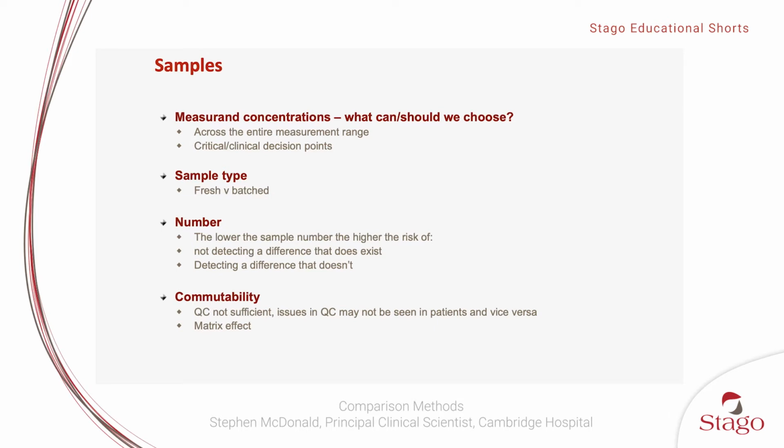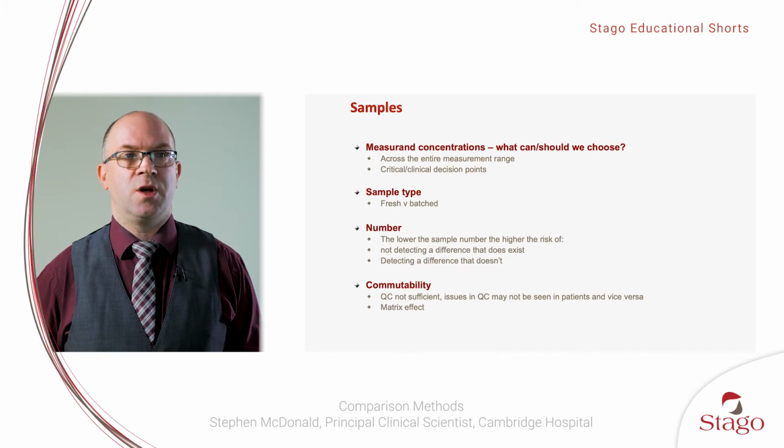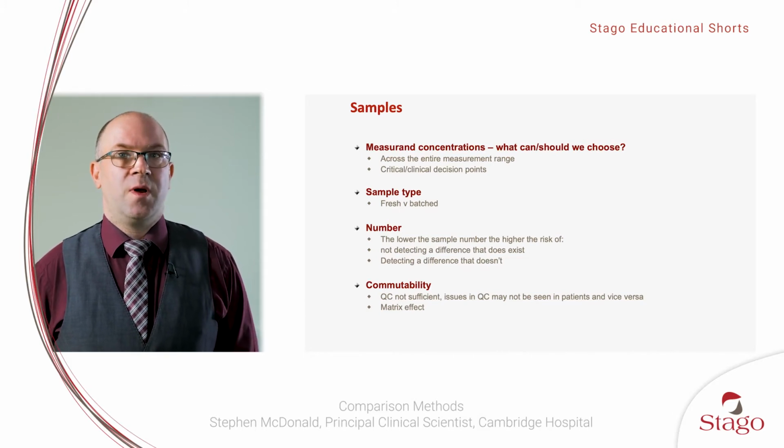Measurand concentrations should be measured across the entire measurable range of the assay, and as much as possible we should try and focus on critical decision points, clinical decision points, because obviously that's where the comparability really affects us most. But really we should be trying to do a wide range of results across the entire measurement range. Sample type: where do we get the samples from, how do we store them, how do we process them?